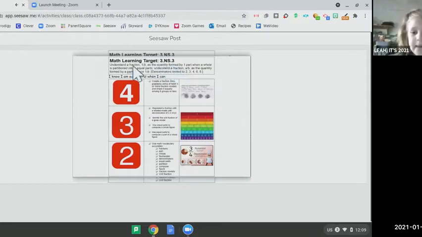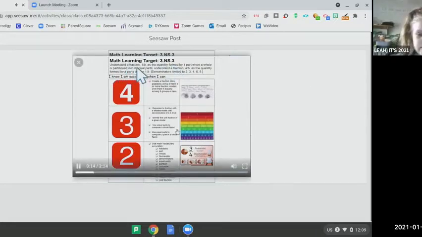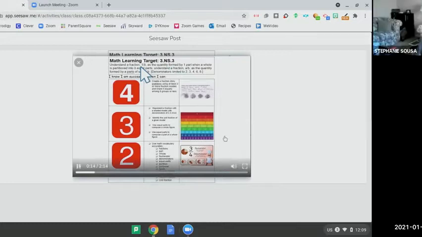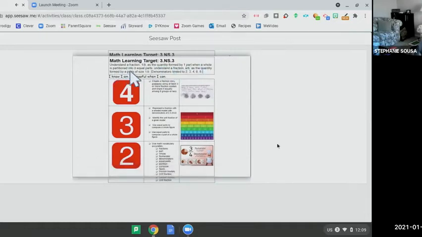I can barely hear it. That you can understand a fraction. Let's see if I can do something about that. 1 over b. I don't think I can. Quantity formed by one part when a whole is partitioned into b equal parts. Understand a fraction.